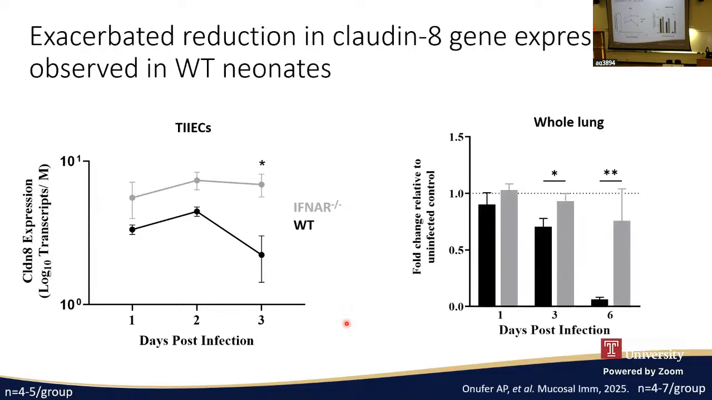So we performed targeted PCR looking at Claudin 8 gene expression. And we compared the gene expression in our infected samples to uninfected controls, and that's shown by this dotted line here. And I really just want to focus on this 6-day post-infection time point, where you see that our IFNAR mice in gray are better able to maintain expression of Claudin 8, while the wild-type neonates have virtually no expression of Claudin 8 in the lung.